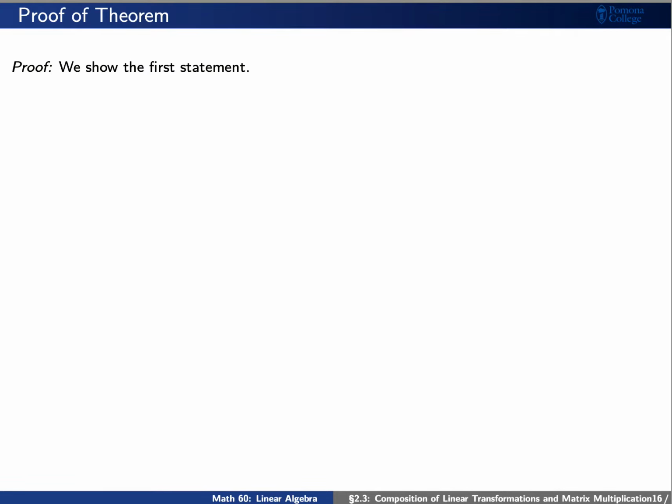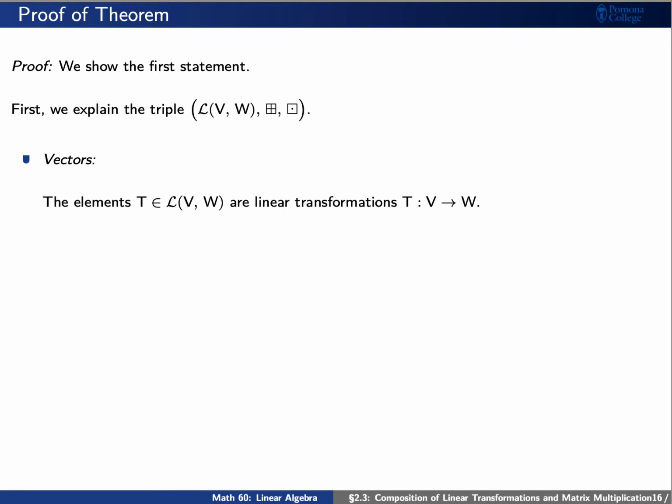Let's start by showing the first statement, that this script L(V, W) is a vector space. To do so, we of course have to explain what we mean by vector addition and scalar multiplication. So we'll begin by explaining the triple you see here on your screen. First, what do we mean by vectors in this sense? Well, the elements of this script L(V, W) are just a collection of linear transformations going from V to W.